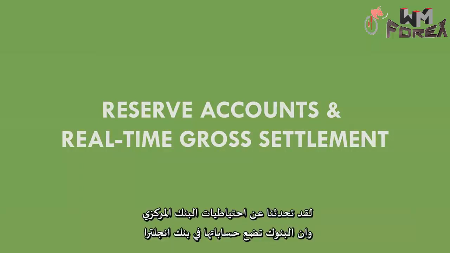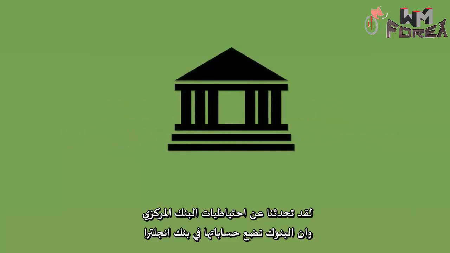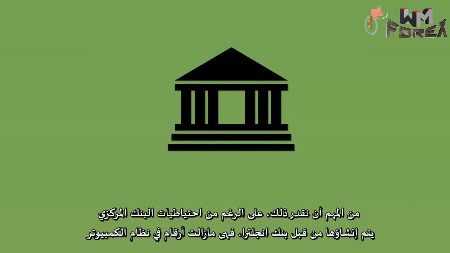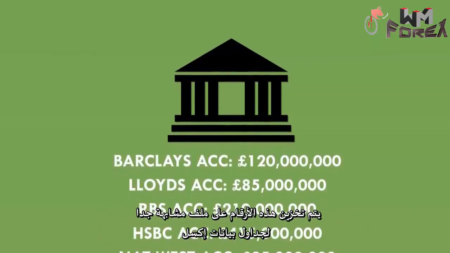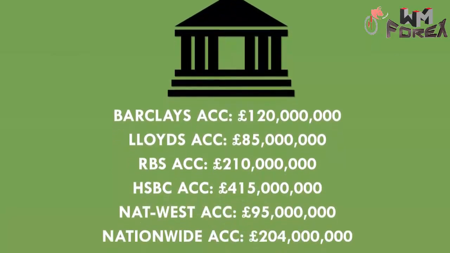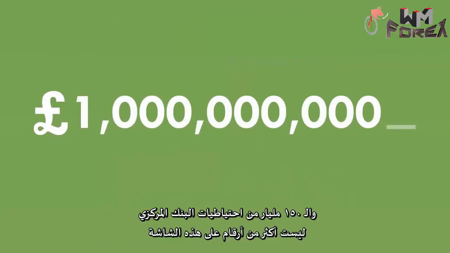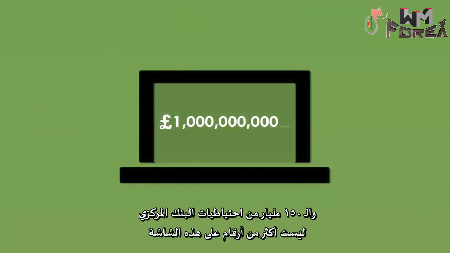We talked about the central bank reserves that banks keep in their accounts at the Bank of England. These reserve accounts don't store cash, just electronic central bank reserves. It's important to appreciate that although central bank reserves are created by the Bank of England, they're still just numbers in a computer system. These numbers are just stored on a file very similar to an Excel spreadsheet, and we could create 1 billion of them in the time it takes to type out the number you see on your screen. The £150 billion of central bank reserves are no more tangible than the numbers on this screen.